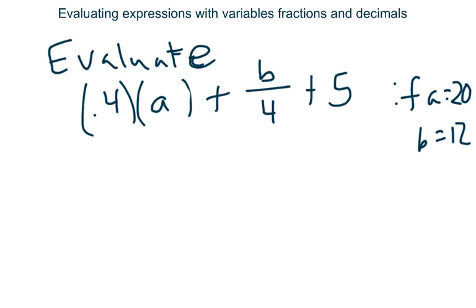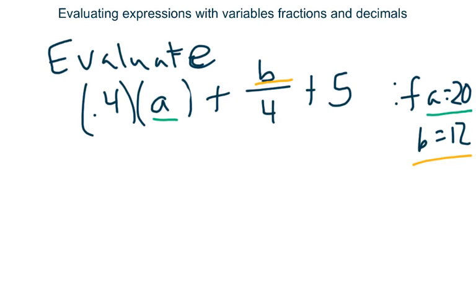So we're going to look at evaluating expressions with variables and fractions and decimals. Just like if you had just one variable, we have multiple variables, and every time you see the variable, you have to plug in the number that you have for that variable. So anytime you see an A, you're going to plug in 20, and anytime you see a B, you're going to plug in 12. And so we plug them in and then do order of operations.